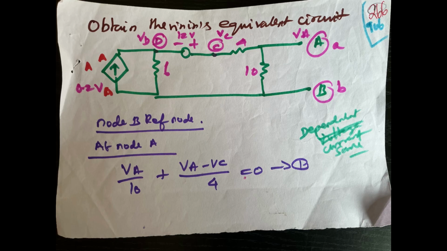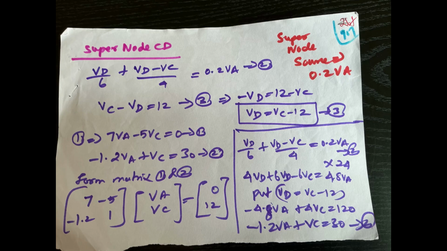Supernode CD. Consider the D point: 6 ohm and 4 ohm are the meeting elements, and the 12 volt supply and the 0.2 VA dependent current source. First consider the 0.2 VA supply. The 6 ohm resistance is dependent on the voltage VD, so VD divided by 6, plus the 4 ohm resistance is dependent upon the voltage VD and VC. So VD minus VC divided by 4 is equal to 0.2 VA. We find the second equation.